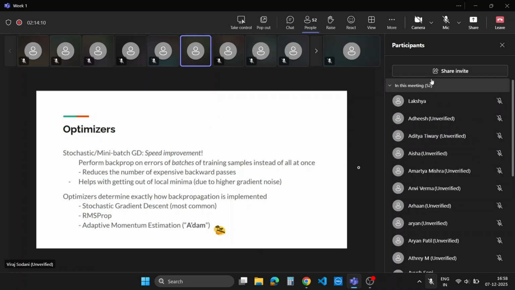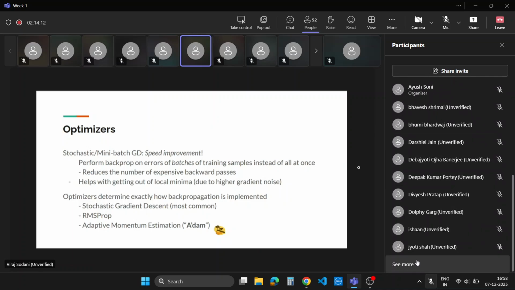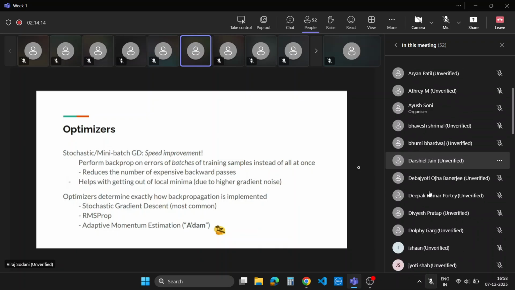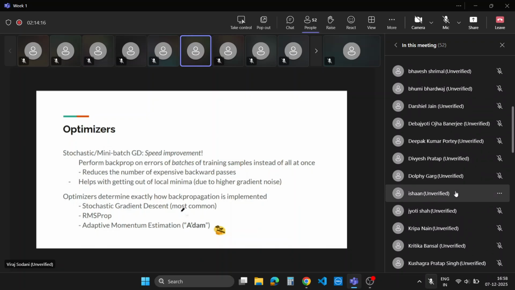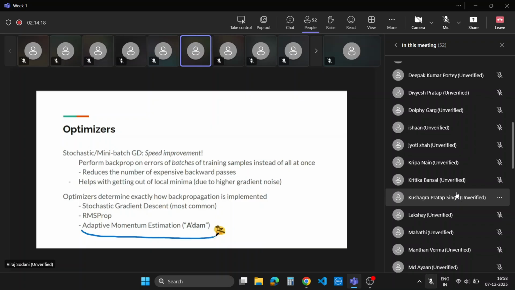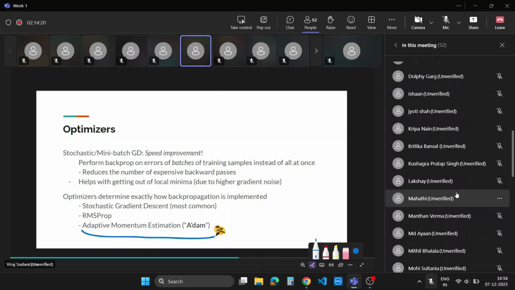Also, one of the most advanced, modern, widely used optimizers is Adaptive Momentum Estimation, that is Adam. There's a resource for it. I've seen it, so you can go through it in the resources section.